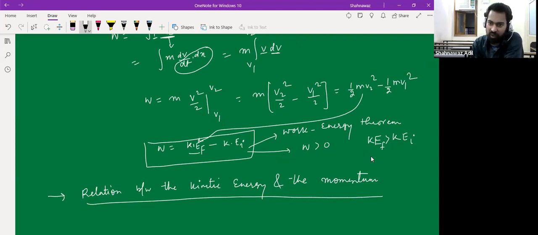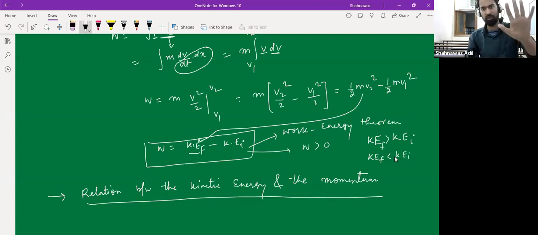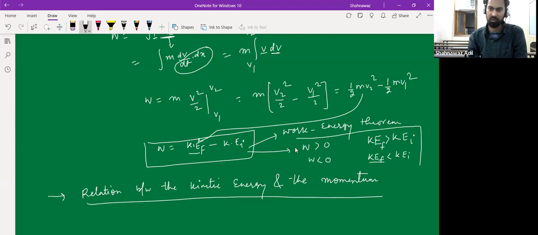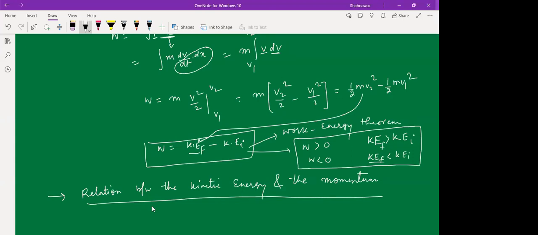And let's say if you apply the force and the final kinetic energy is less than the initial kinetic energy, so the object was coming in your way and you hold that object for some time, then your work done will be negative, right? Okay. Yes, sir.